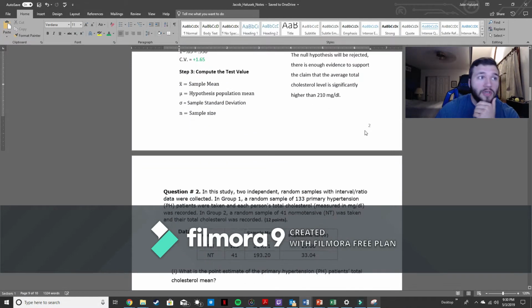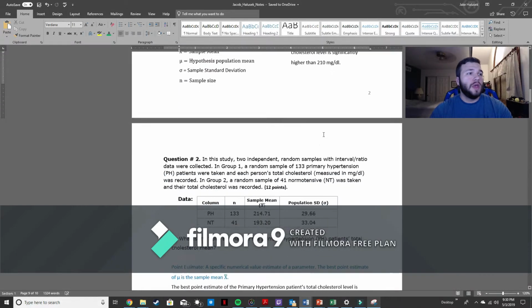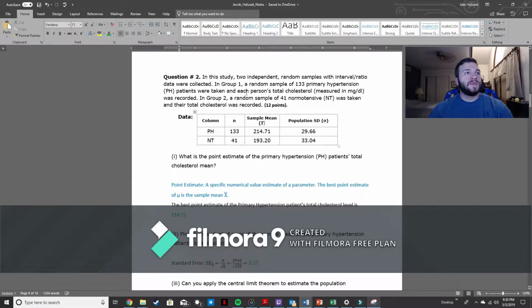Moving on to question number 2. In this study, it's the same setup as before. We're given our table of all of our primary hypertension patients. We have a sample of 133 taken, our sample mean being 214.71, and our population standard deviation 29.66. We figured that out before. They also set up the table for the normotensive patients, putting in all their data.